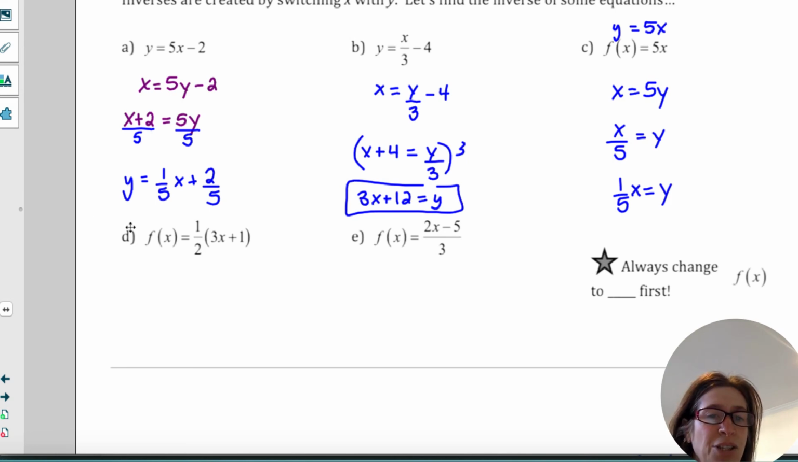All right, I'm going to ask you to try D and E, and then come back and let's check them. Remember, always change f of x to y first so that you don't get confused. So go ahead and try.